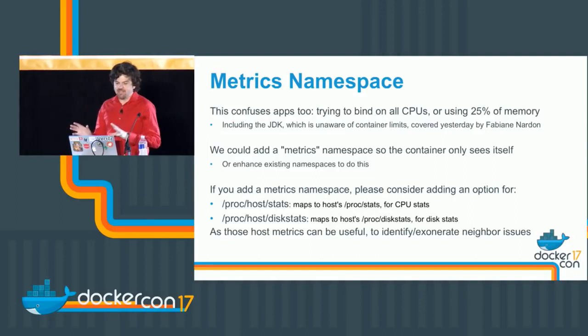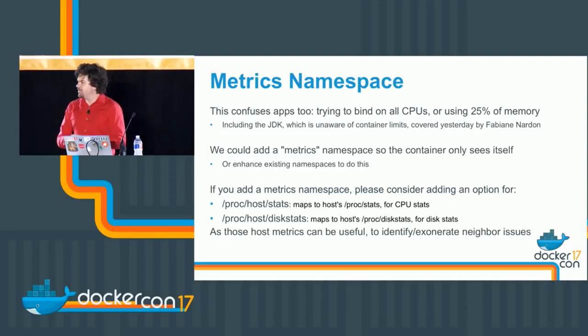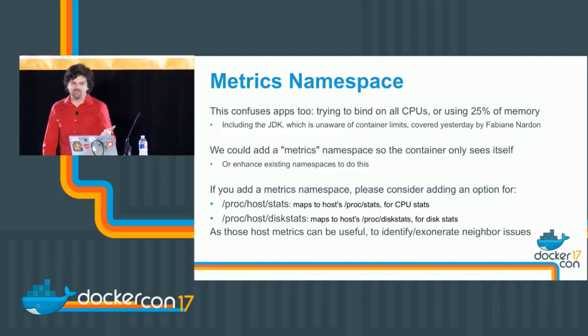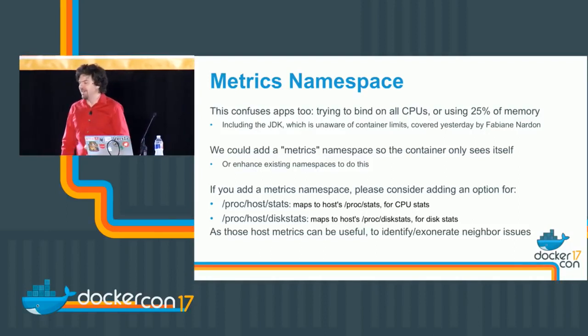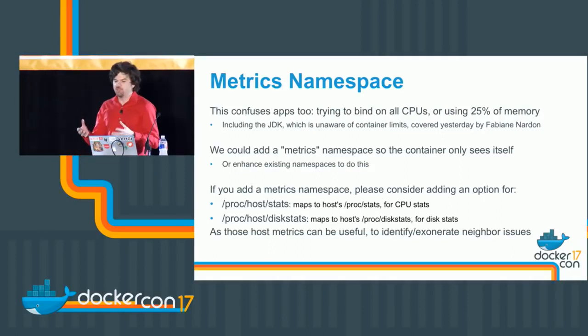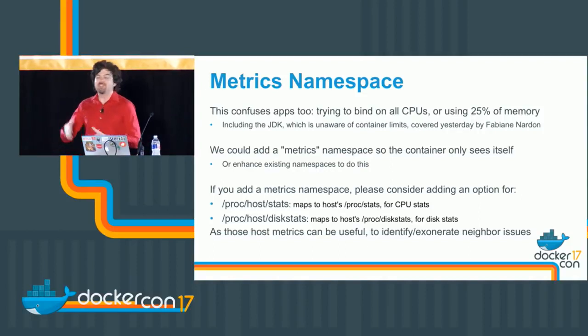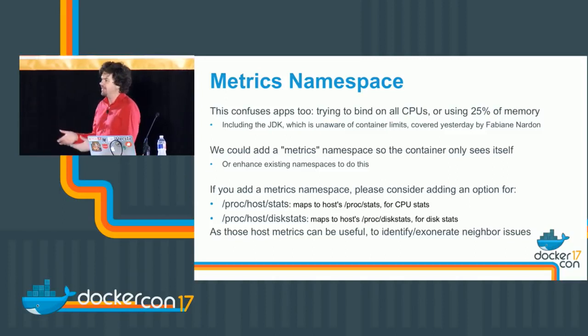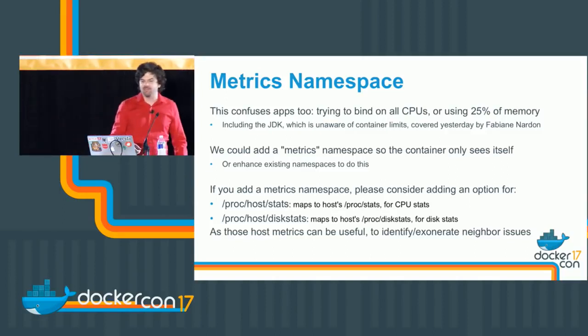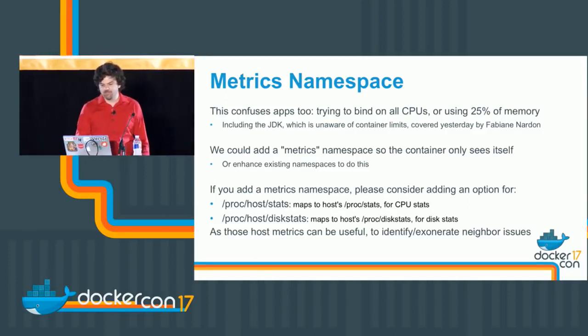If you do add a metrics namespace so that the container just sees its resources, I would consider adding a proc host stat and a proc host disk stats so that we can continue to use the host-based metrics for exonerating the host. I've used the host-based metrics, and it's pretty cool because I can see whether there are noisy neighbors and other tenants making that container busy, if you've only got access to the container. So it'd be nice to preserve that, make that optional.